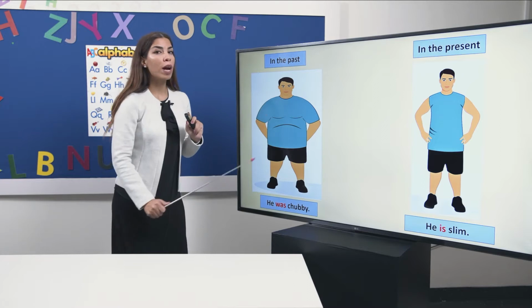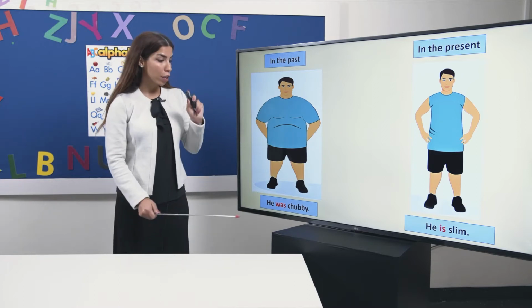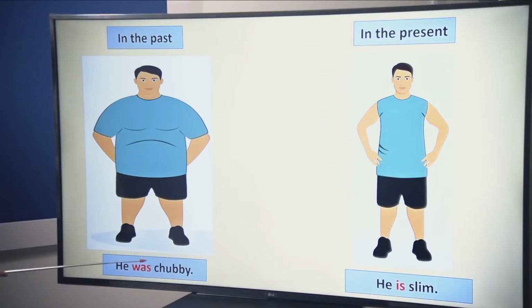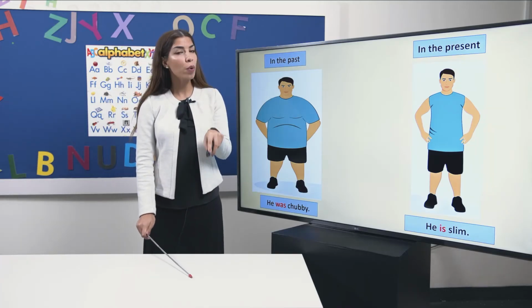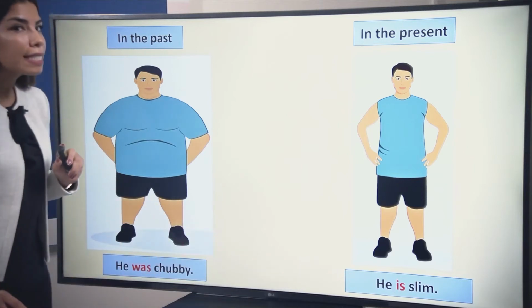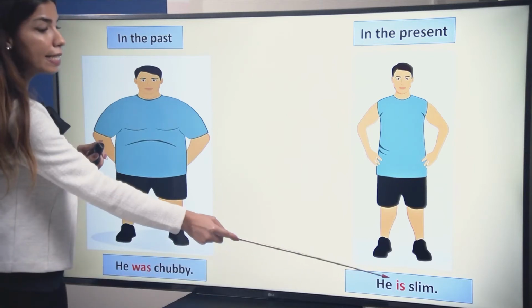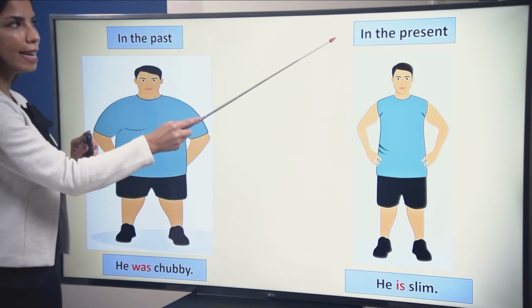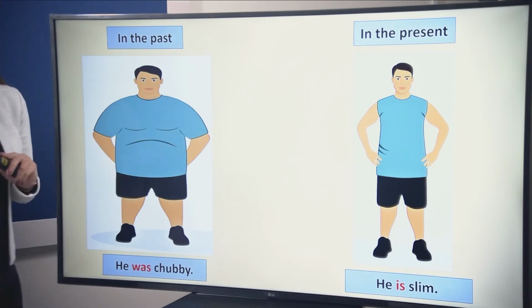Notice something. When you want to describe someone in the past, you should use was. He was chubby in the past. And when you want to describe someone now in the present, you should use is. He is slim now in the present.